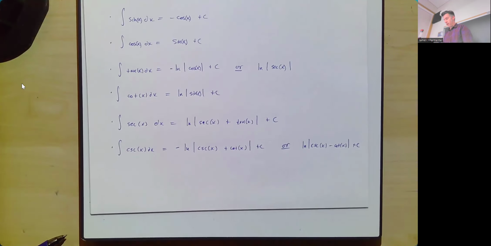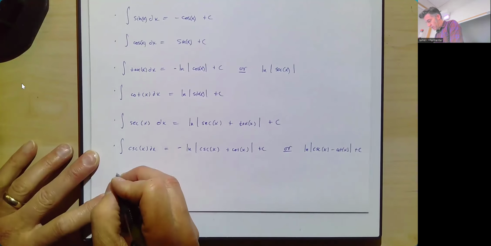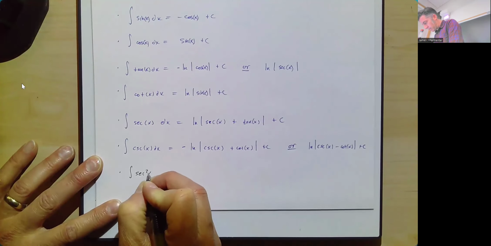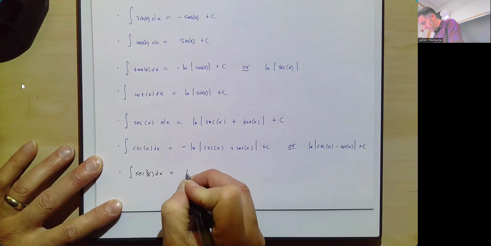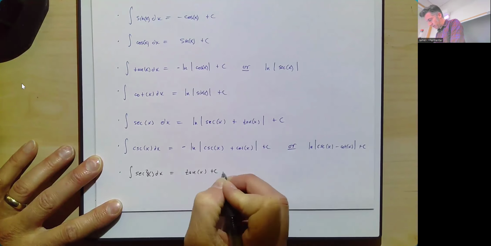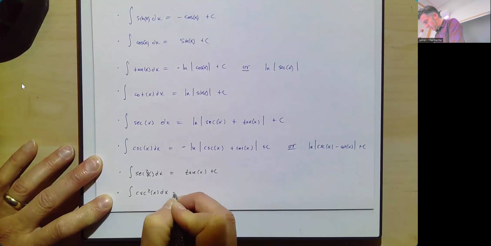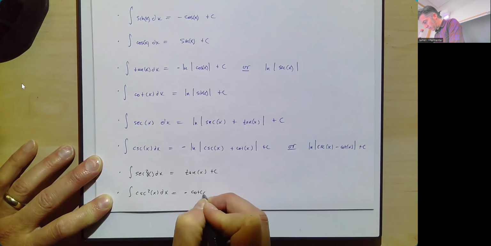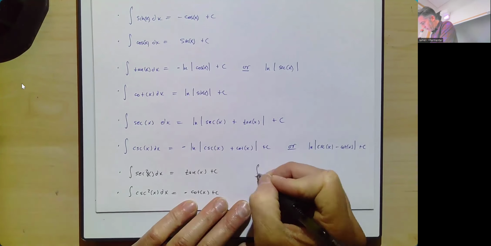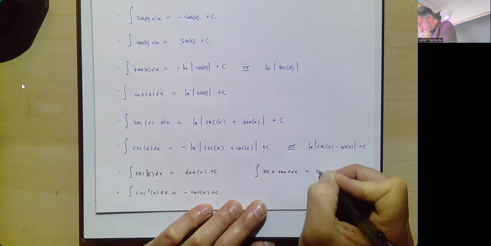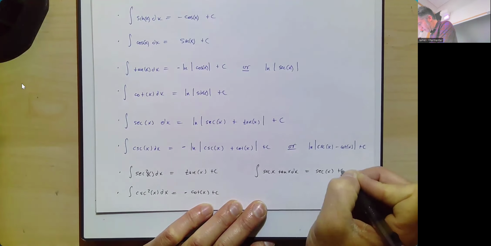And then just to be extra complete about this, there's also four other derivatives you should know. The integral of secant squared x dx is tangent of x plus c. The integral of cosecant squared x dx is negative cotangent of x plus c. The integral of secant x tangent x dx is secant of x plus c.